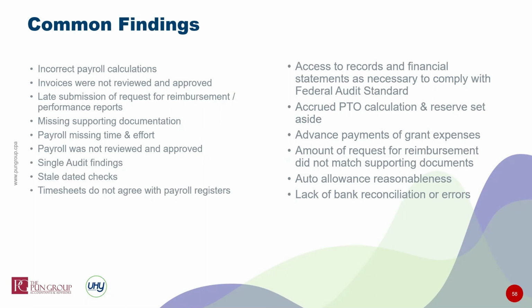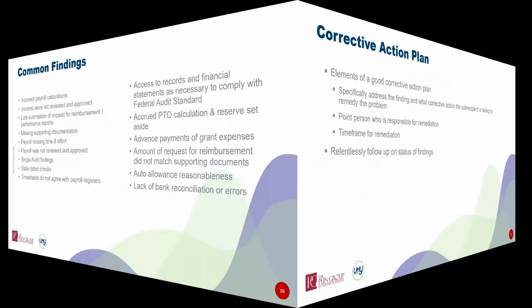Accrued PTO calculation and reserve set aside. We've had issues in that regard where accrued PTO has been charged to the grant. But in cases where accrued PTO is being charged, that means that you've been collecting federal money that should be reserved and set aside to liquidate those PTO balances at a later date. Also advance payment of grant expenses for programmatic income, amount of requests for reimbursement that didn't match the support in total, and reasonableness of auto allowance, we've run into that. And then lack of bank reconciliations or errors on bank reconciliations. So those are common findings as we go through our monitorings.